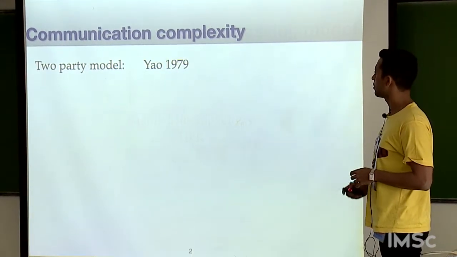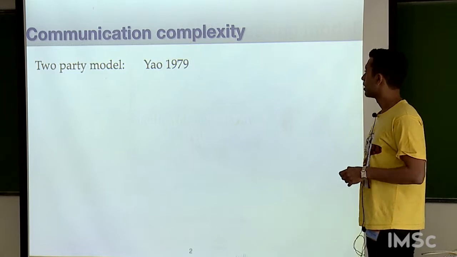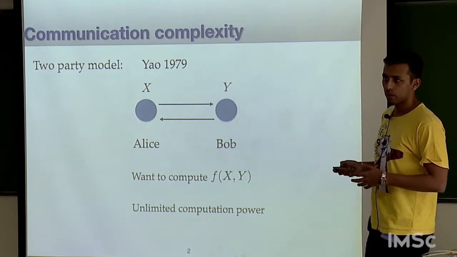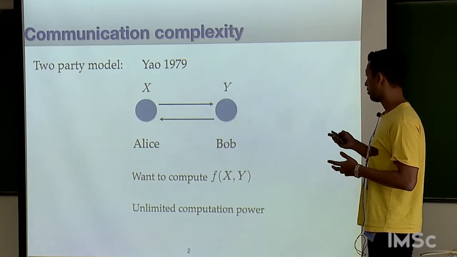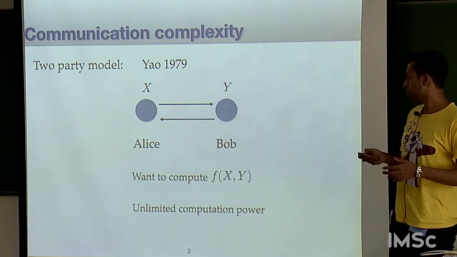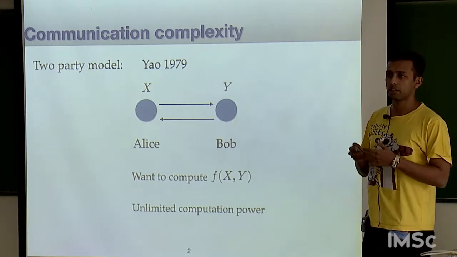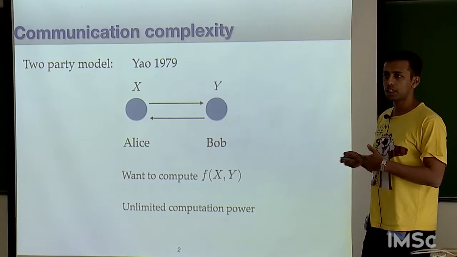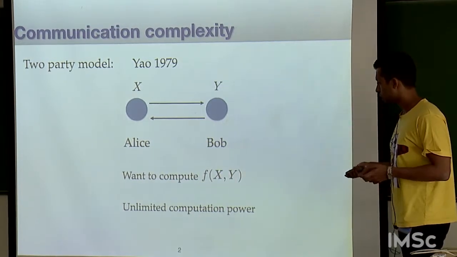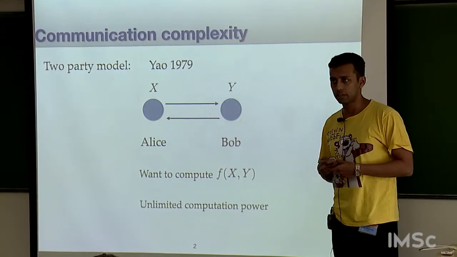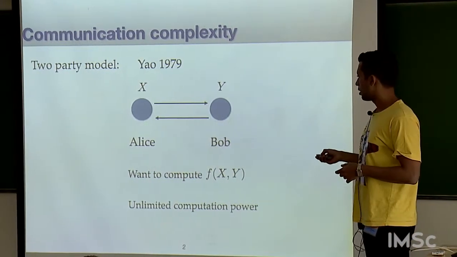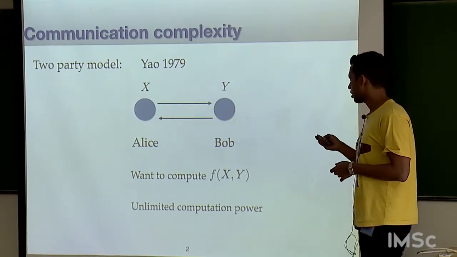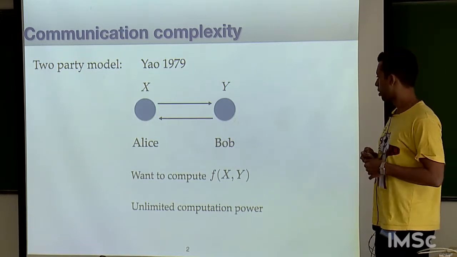This was first introduced by Andrew Yao back in 1979. And the model is as follows: there are two players, we call them Alice and Bob, as always, and they have inputs x and y. They want to compute a function of the total input, that is x and y. Usually this model of computation is used for proving lower bounds. So we can assume that they have unlimited computational power, so that we can really focus on the communication that they need to do. So that's the two-party classical communication complexity model.